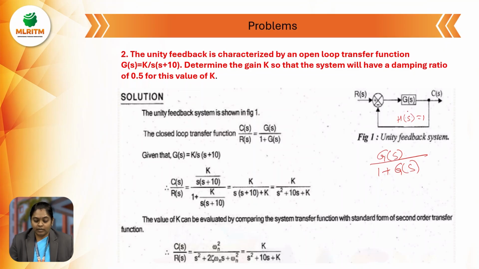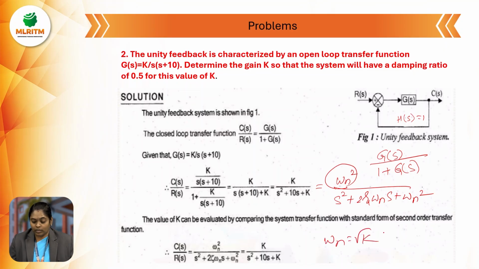So this can be written as G(s) is given as K by s into (s plus 10). If you substitute there, we'll be getting the transfer function as K by s square plus 10s plus K. Compare this with the standard equation, which is nothing but omega n square by s square plus 2 zeta omega n s plus omega n square. So if you compare, we'll be getting omega n square equal to K. That itself indicates omega n equal to root K.